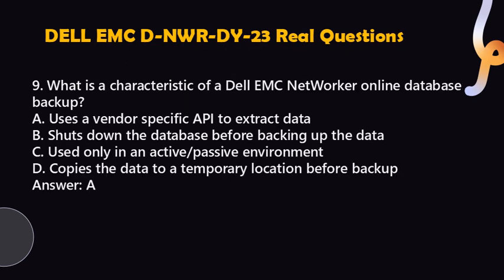9. What is a characteristic of a Dell EMC NetWorker online database backup? A. Uses a vendor-specific API to extract data. B. Shuts down the database before backing up the data. C. Used only in an active, passive environment. D. Copies the data to a temporary location before backup. Answer: A.